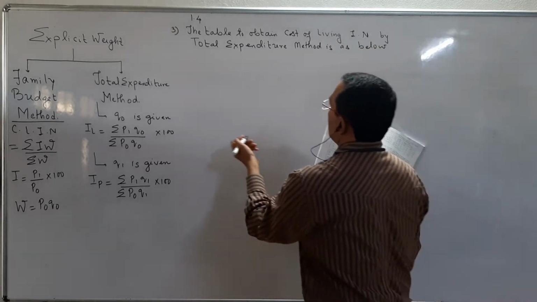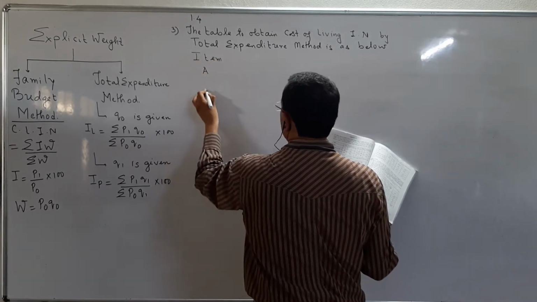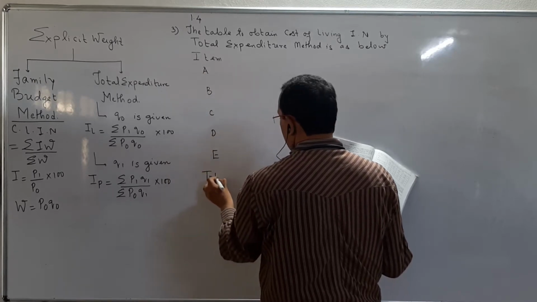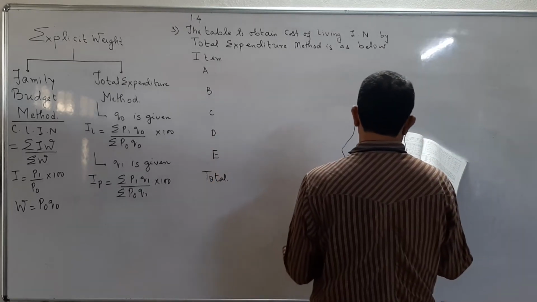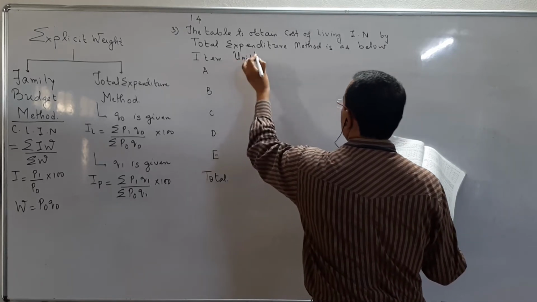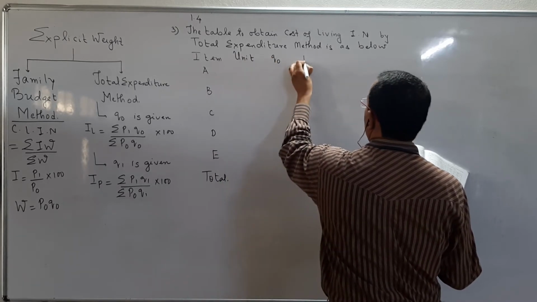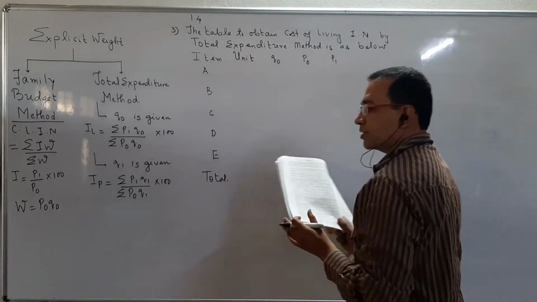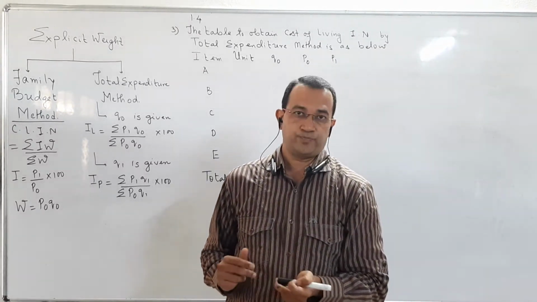Now, the first column I am making is of items or group A, B, C, D, E, and total. Then unit. Students, unit is given. That is of much importance. Then base quantity Q0, base price P0, current year's price P1. Now students, this concept of unit has got much importance in the sum.